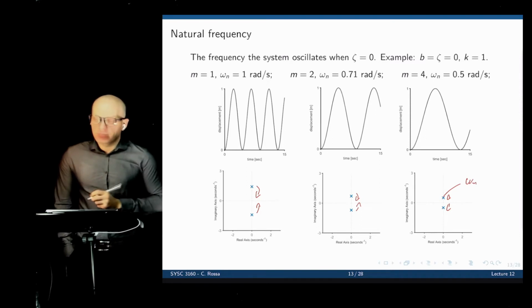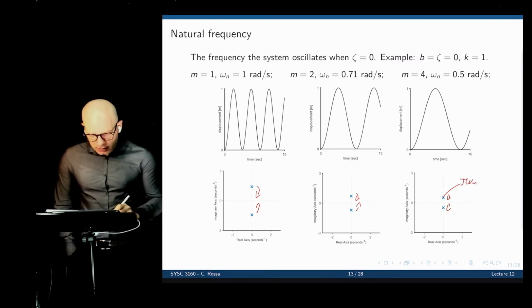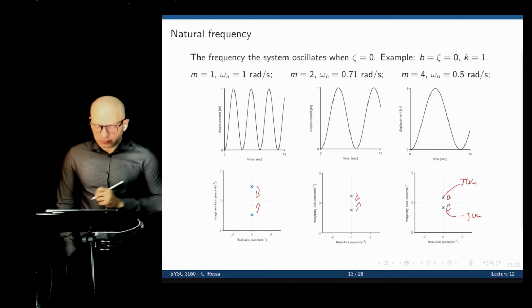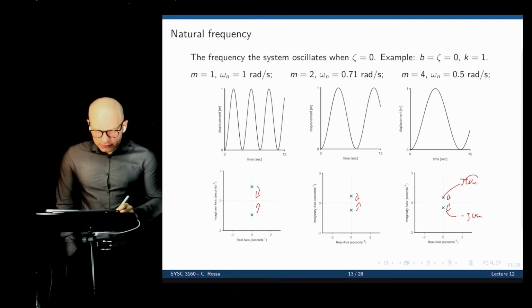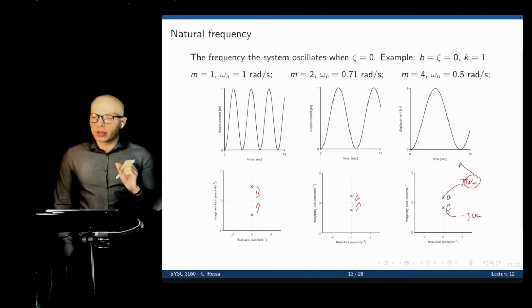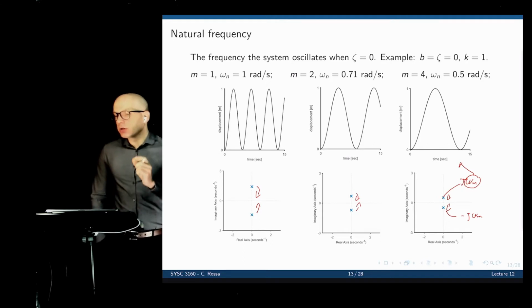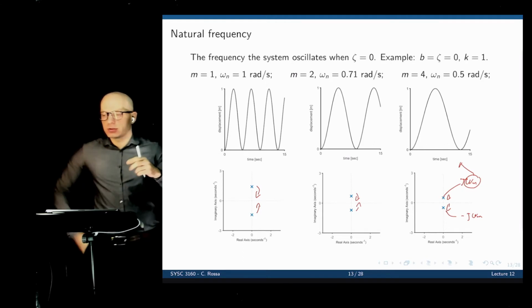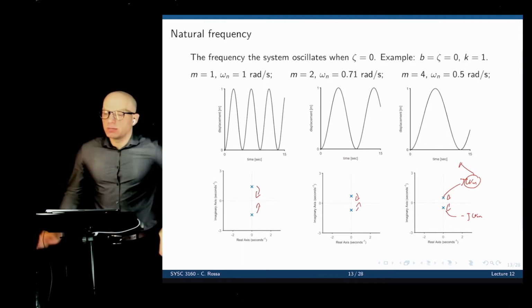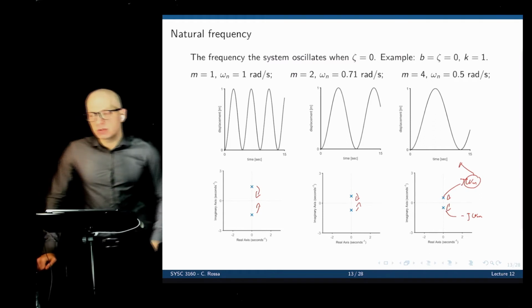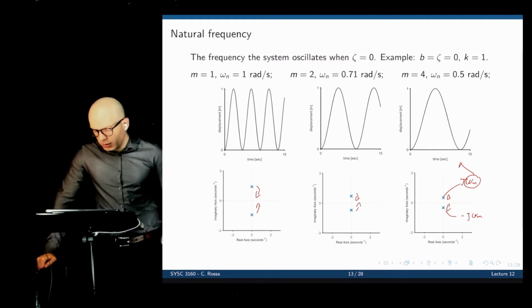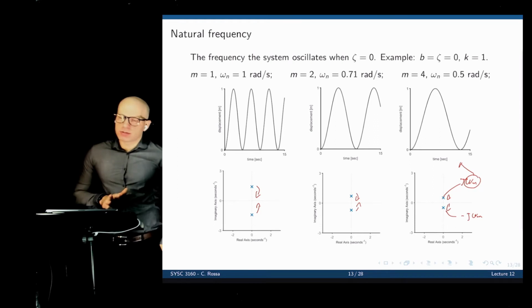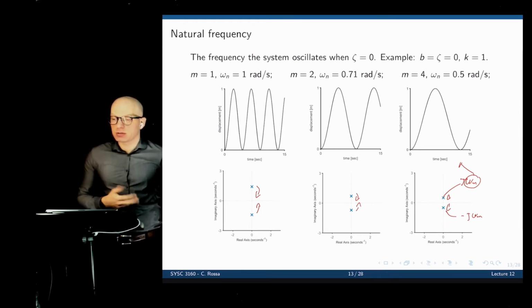omega n. Now this is j omega n, and this is negative j omega n. And omega n is the frequency of oscillation. So the closer you are to the real axis, the smaller the number, the lower the frequency of oscillations. The farther you are, the faster the system oscillates. Okay, so this is the fourth case, where there is no damping at all and the system oscillates indefinitely.